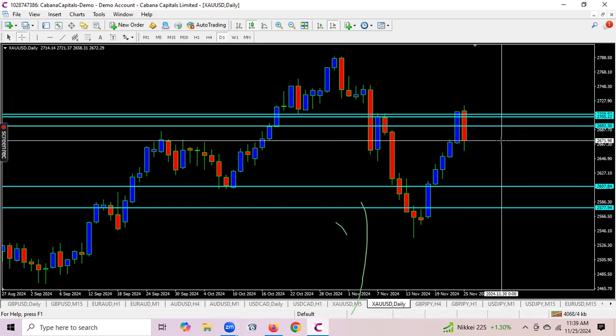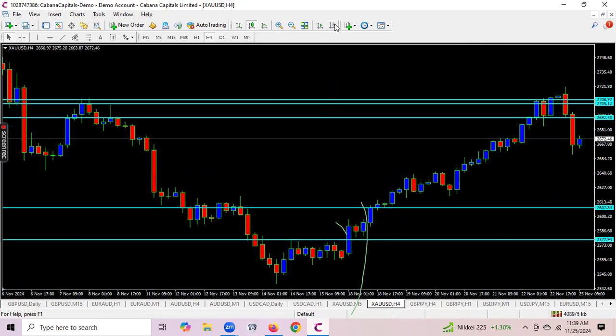If you are selling from the current market price and you are aiming for this fair value gap, this is about 700 and something pips. The risk reward is still okay, but 500 pips risk on a trade, for me, it's too high. This would have been the best entry for gold today.